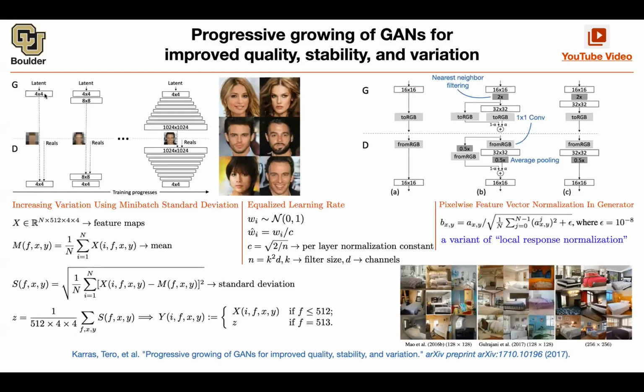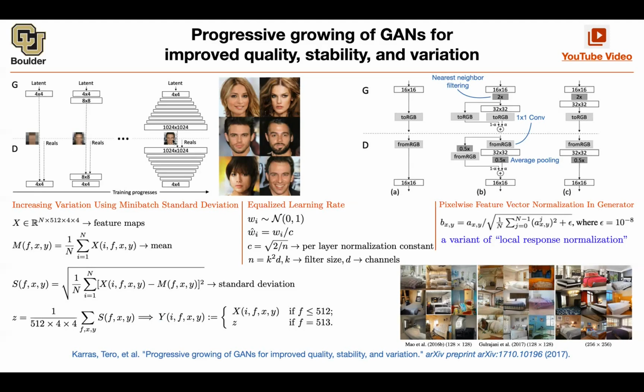The idea is generating and discriminating between low resolution images is easier for multiple reasons. First of all, these are low dimensional distributions. The other reason is you have less parameters to train. There is less chance for overfitting, and therefore you can train those architectures faster. And the idea is to progressively grow the resolution.